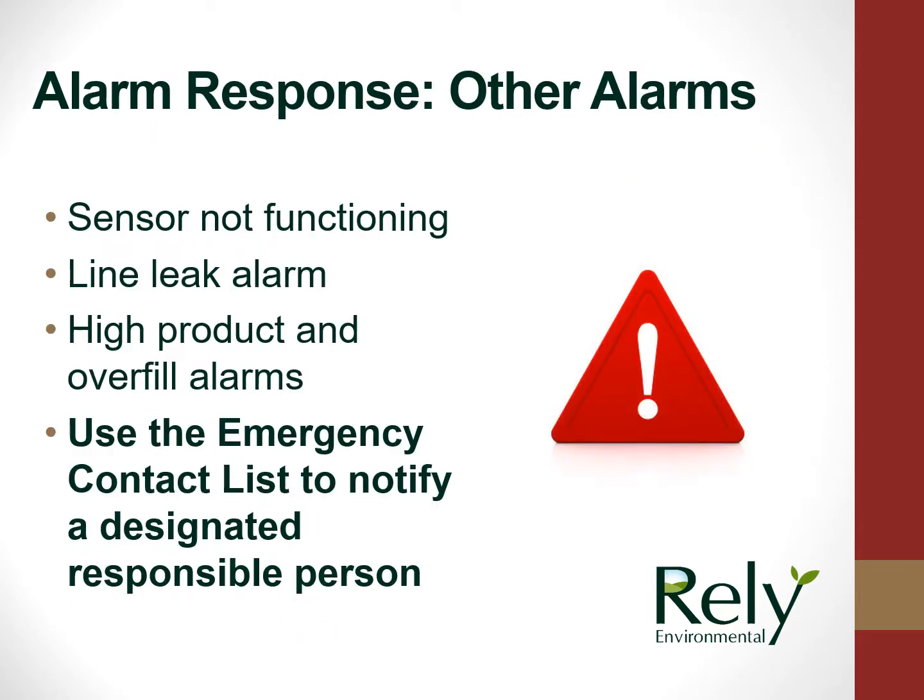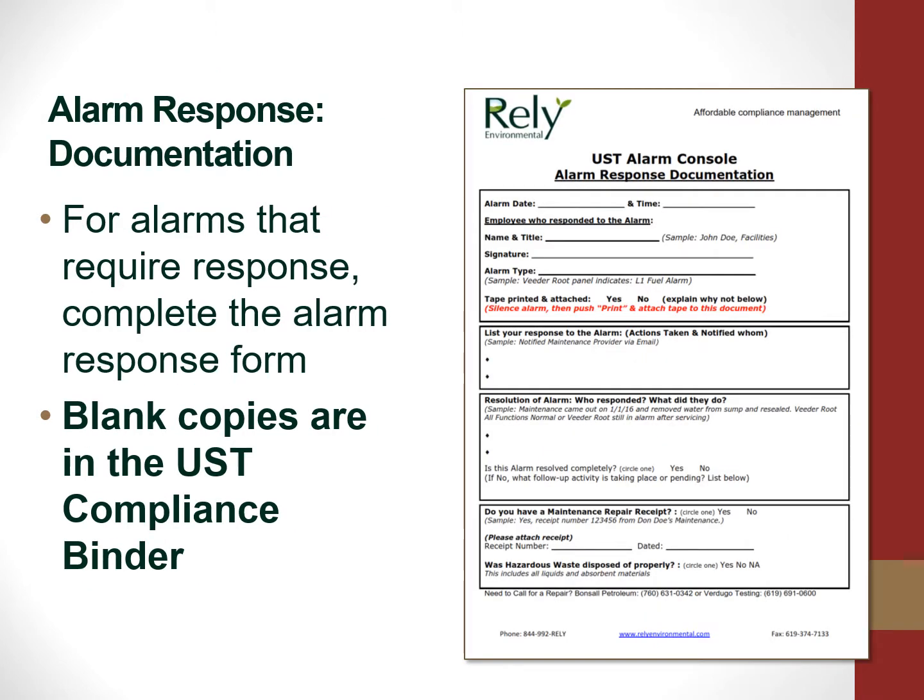Your system may go into other types of alarms, including a sensor not functioning, line leak alarms, or high product and overfill alarms. Use the emergency contact list to notify a designated responsible person. For alarms that require a response, complete the alarm response form. These steps include documenting a description of the alarm, making and attaching an alarm record tape to the alarm response document, listing responses to the alarm, how the alarm was resolved, and attaching any work orders generated as part of the alarm response to the alarm response document. Blank copies of this form are in the UST compliance binder.